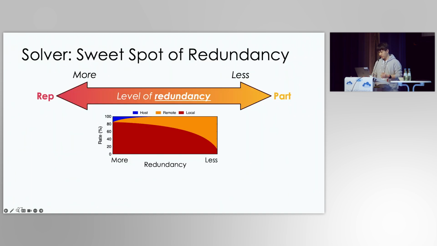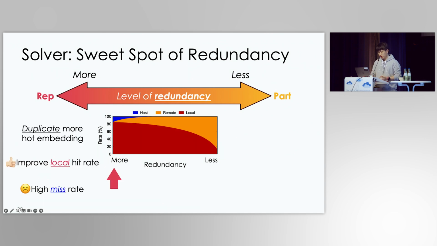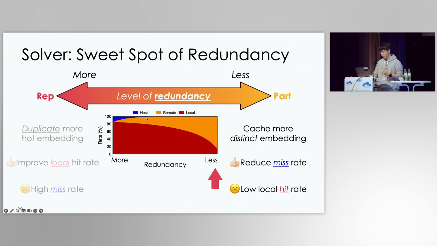Regarding the solver that provides the cache policy, we noticed that existing policies are actually two extremes of redundancy in the cache. There's a trade-off in improving local hit rate and reducing miss rate. On the left side is the replication cache. In the replication cache, the system replicates as many hot embeddings as possible. This can achieve a better local hit rate, but also incurs a high miss rate. On the right side is the partition cache. In the partition cache, the system caches as many distinct entries as possible, thus sacrificing local hit rate to reduce the miss rate.